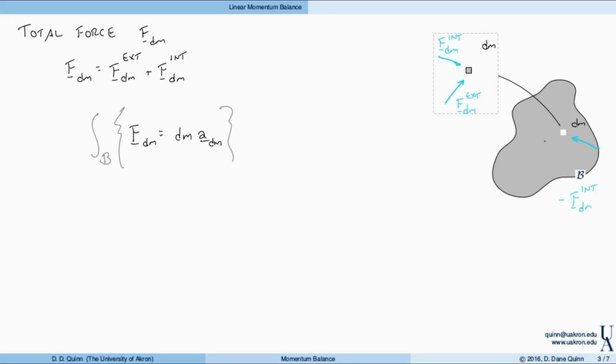And so as a result, we can write this as, well, the force was F dm external plus F dm internal. The acceleration we wrote as acceleration of A. Remember we had a point A over here. We have our origin there.